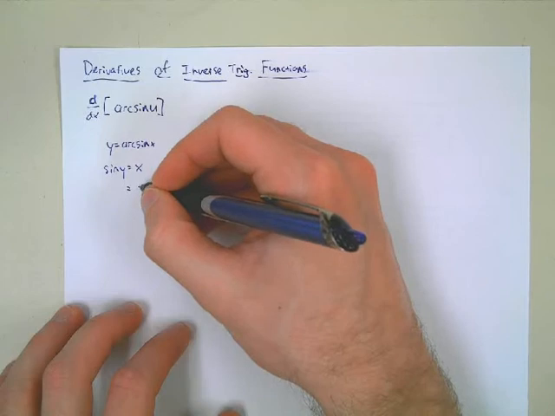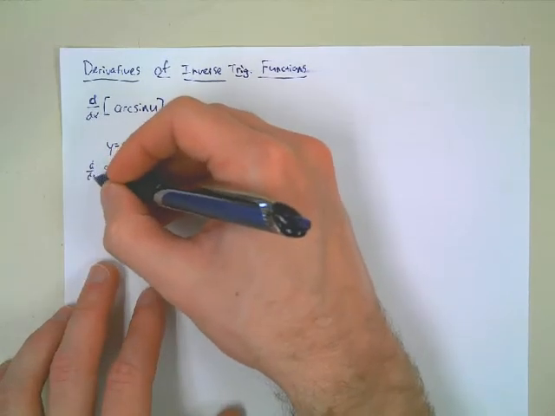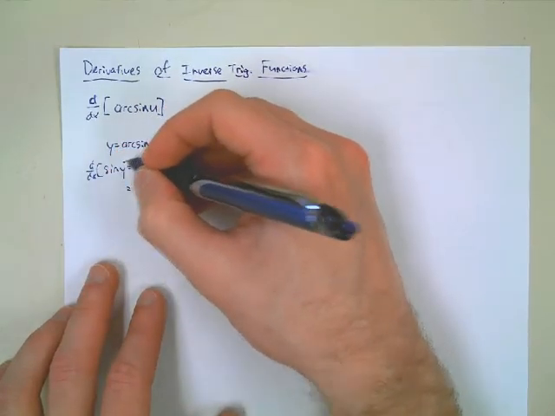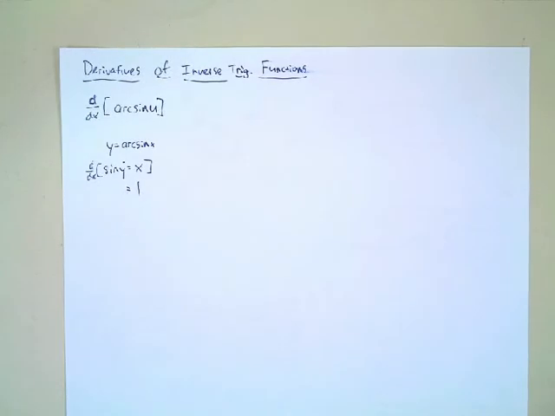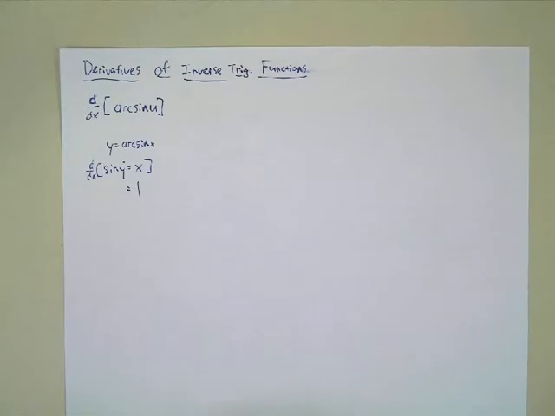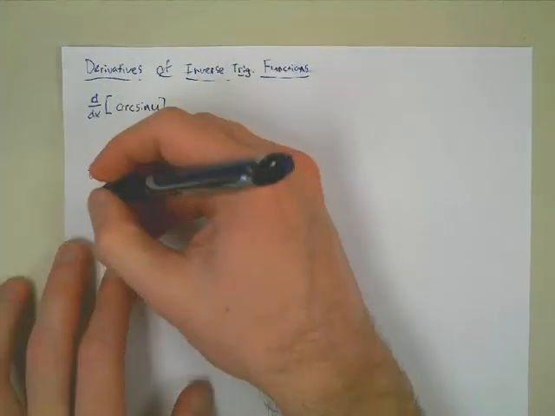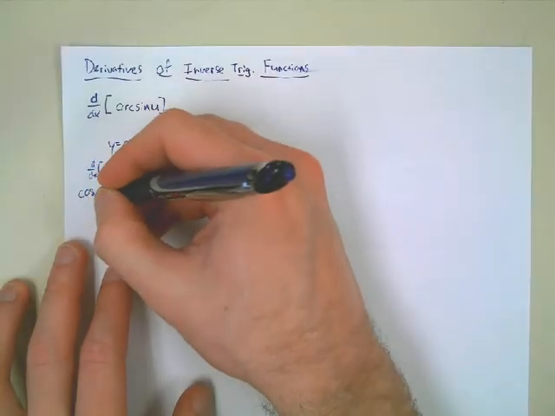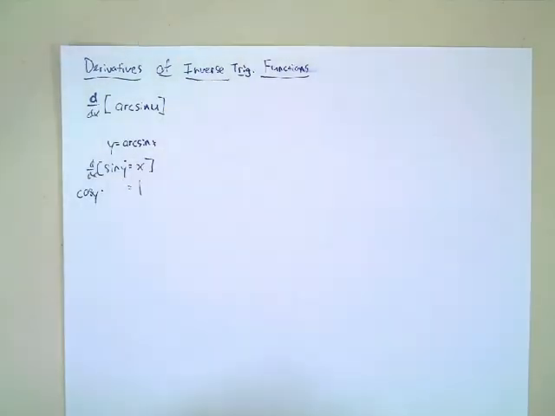The derivative of sine of something is what? Cosine of that something. So it's cosine y. But because of the chain rule, we have to multiply by the derivative of what's inside. So what's the derivative of y with respect to x? dy/dx, or y prime. We can just write y prime. That's implicit differentiation, right? Derivative of sine of y is cosine y times the derivative of what's inside, y prime.